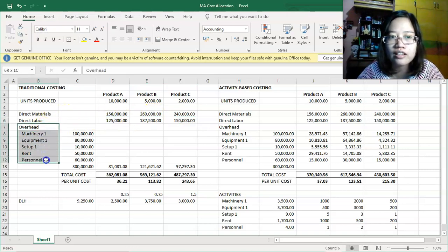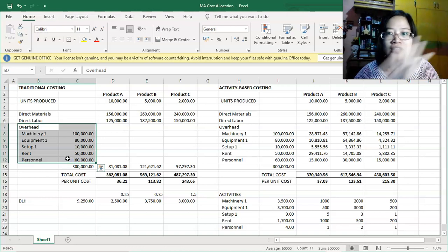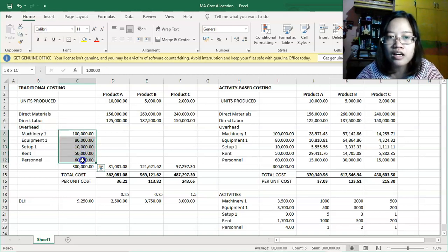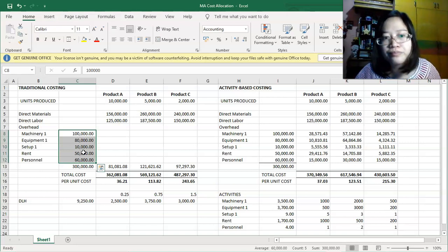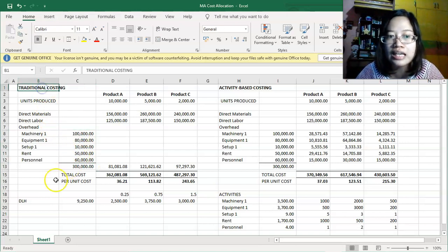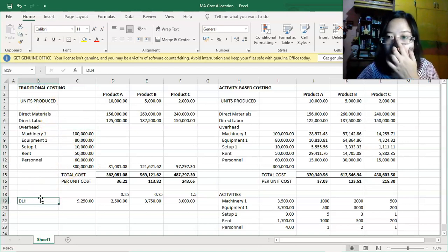Ngayon, itong overhead, kasi nga normally, pang kalahatan siya, enterprise-wide or organization-wide siyang nai-incur. And sometimes, ginagamit din siya dun sa pagproduce ng products A, B, and C. Pero kumbaga, hindi mo properly ma-identify na maayos kung ilan or how much ang na-incur for those particular products. So, sa traditional costing, ang ginagamit na basis ay direct labor hours nga.